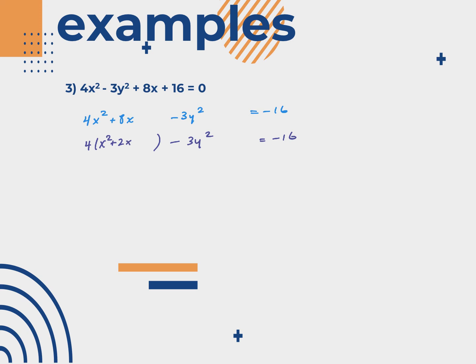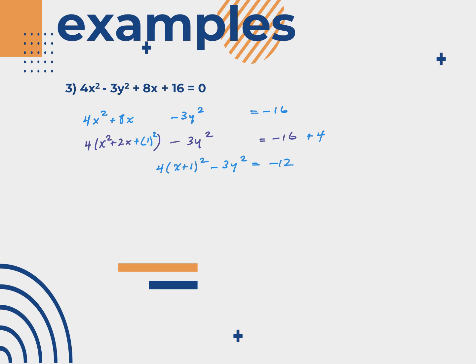All right, so half of 2 is 1. So we're adding 1 times 4. So we're adding 4. And then that just stays. So there's nothing to complete the square for. So we get 4 times (x plus 1) squared minus 3y squared equals negative 12.